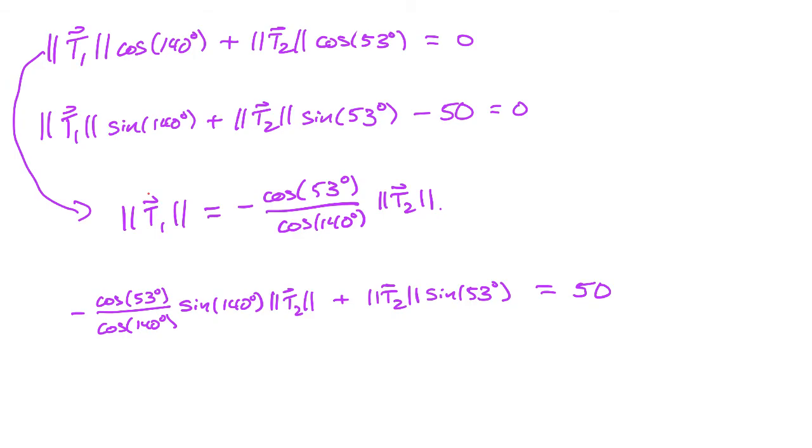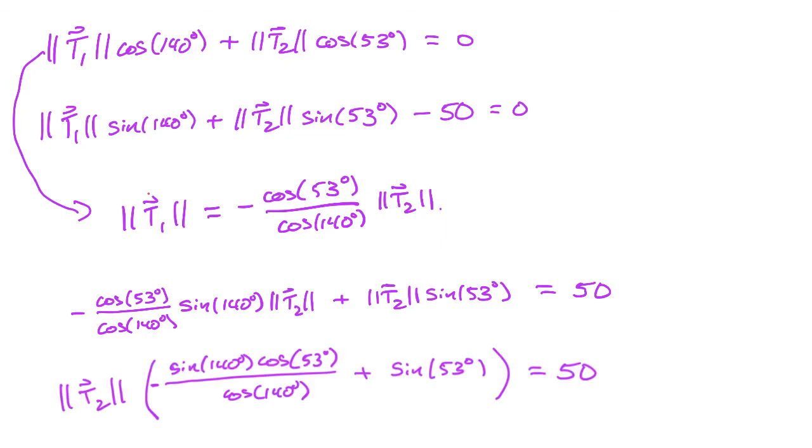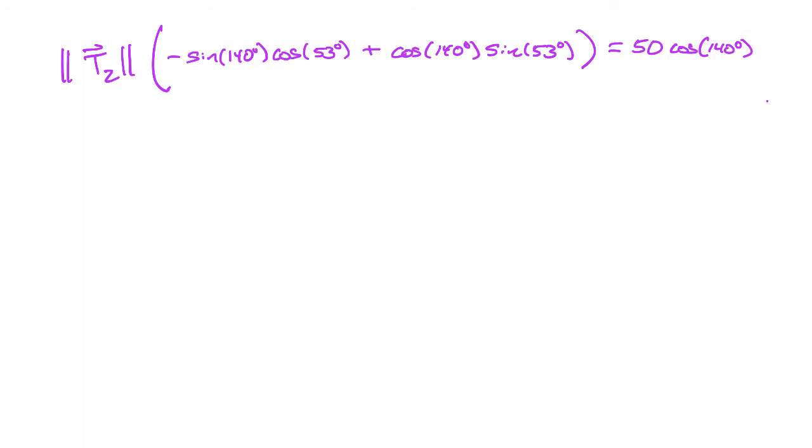So now what I can do is factor out the magnitude of T2 in each one of those terms. Then I have an expression that looks something like this. To clean this up a little bit, we can multiply both sides by the cosine of 140 degrees. That gives us an equation that looks like the magnitude of T2 times the negative sine of 140 times the cosine of 53 plus the cosine of 140 times the sine of 53 degrees is equal to 50 times the cosine of 140 degrees.